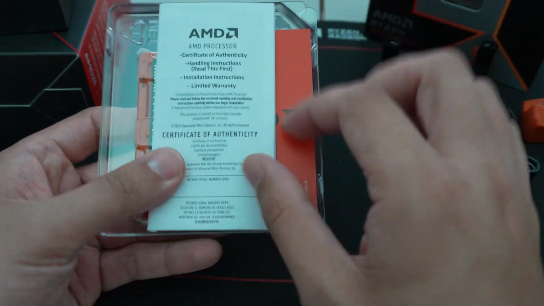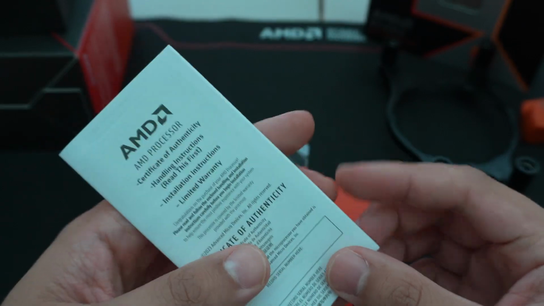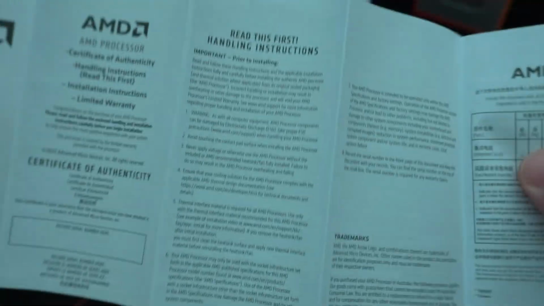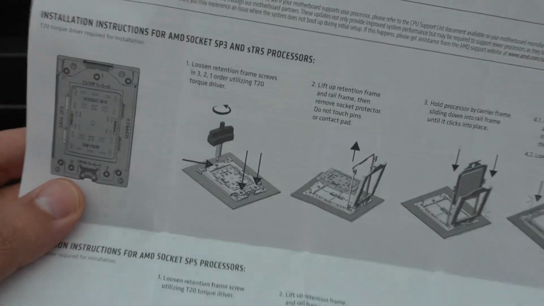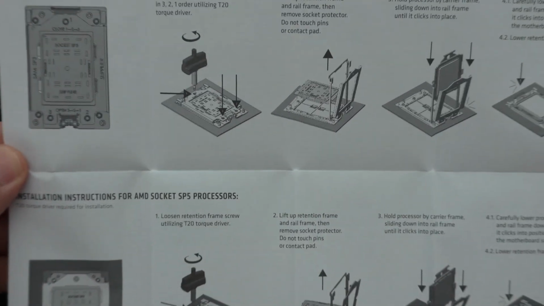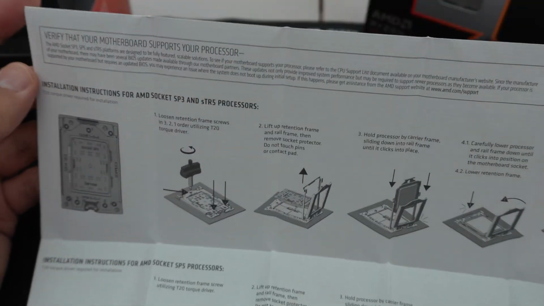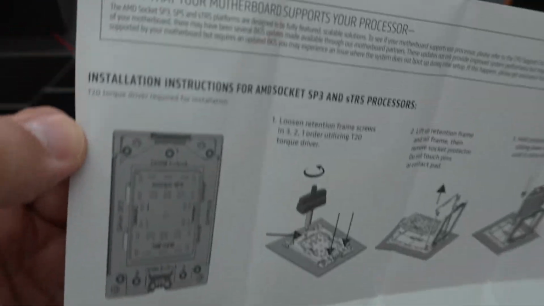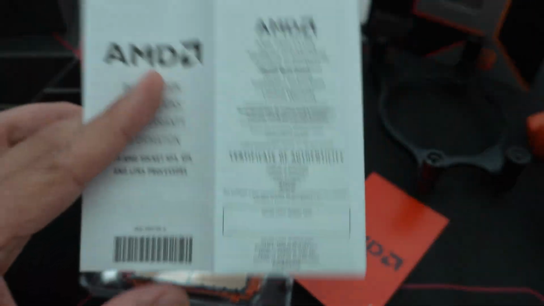The rest of it, you get with all of your AMD processors. You get the installation instructions and warranty information, and a certificate of authenticity. In here, it just gives you some documentation on how to install the CPU. There are two different ones here: they've got SP5 instructions, and then they have the STR5 instructions. I'm not sure exactly why there's two different ones. They both use a T20 torque driver. This is a T20 torque driver, just for reference. So if you ever lose this, know that you need a T20 torque driver to install one of these in the socket.